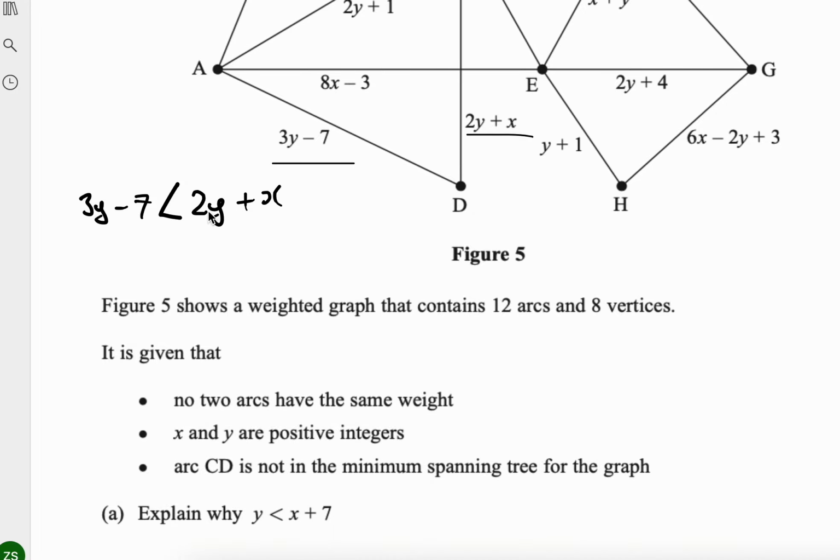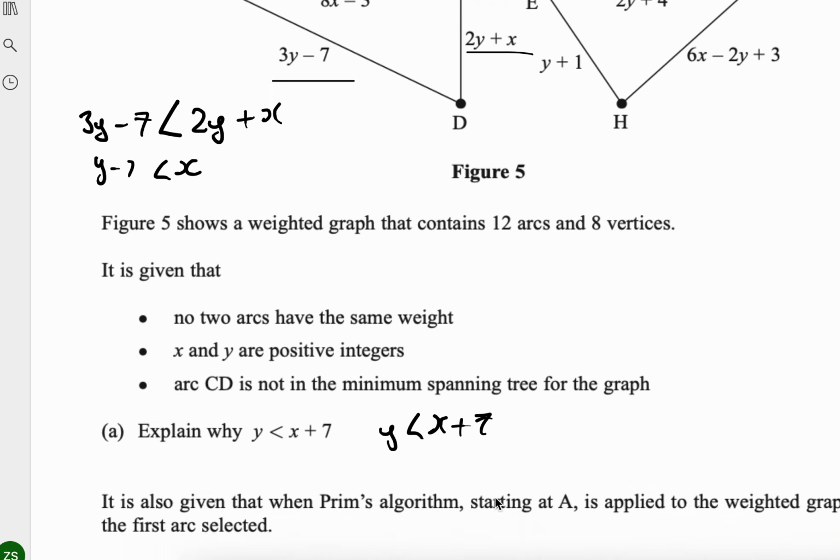Well, let's do it. Move the 2y to that side. We get y minus 7 is less than x, or y is less than x plus 7. Again, it looks harder than it is, but you have to understand what it means. You follow that? Okay.